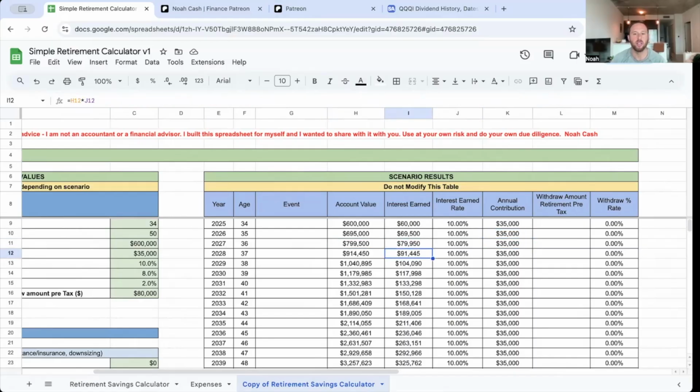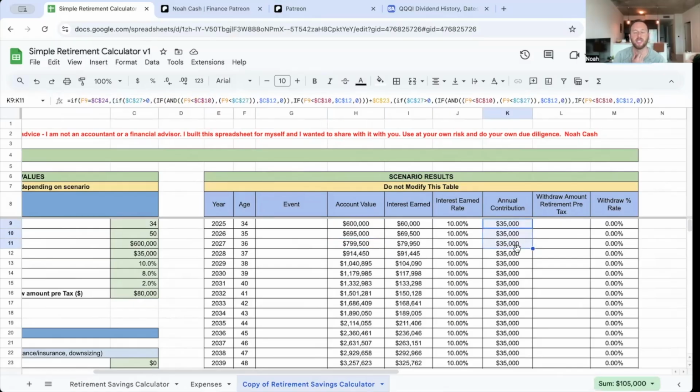Now you're going to see the continual impact of the compound effect, right? So we went from 600K in 2025 to almost 800K in 2027. Okay. That's a 200K jump in just 2 years. It's phenomenal. And this is due to compound interest and you're consistently contributing every single year.